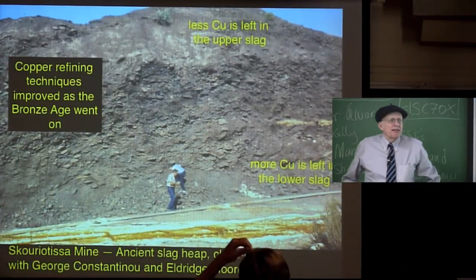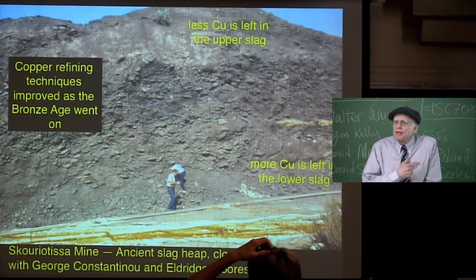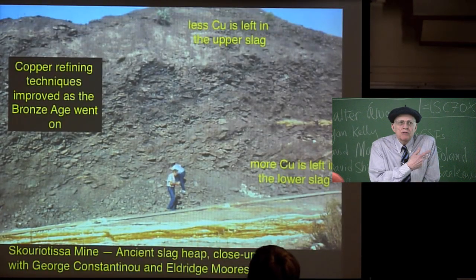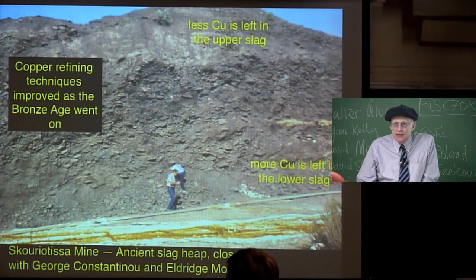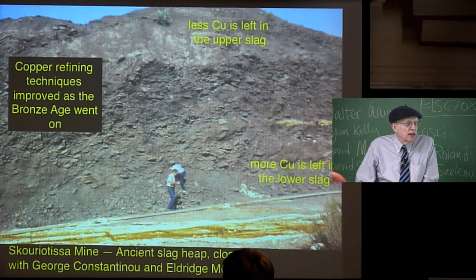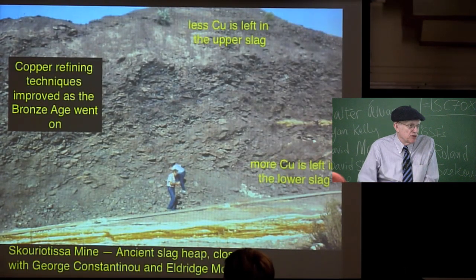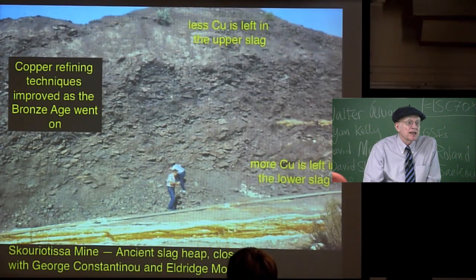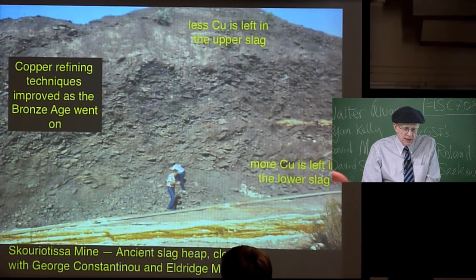So this, think about it now as a big historian. This is a way of learning about history, in this case the history of Bronze Age mining, and you do it with archaeology and chemistry. That's how you're learning it. So we're going to look at all sorts of different ways of finding out different kinds of history in this class.